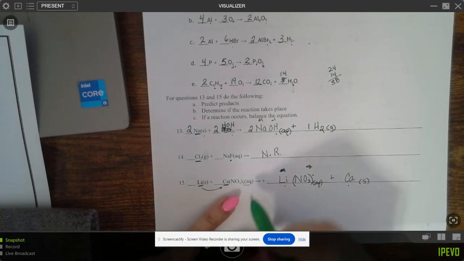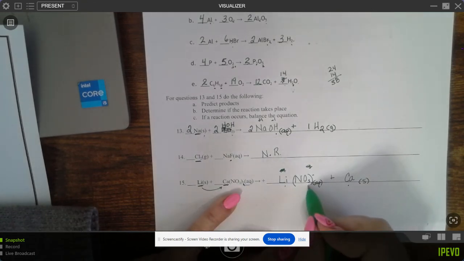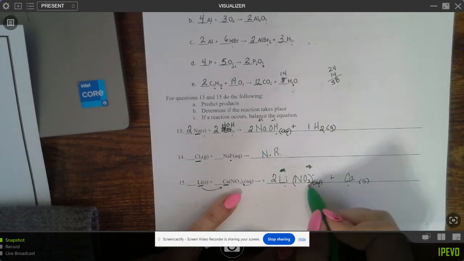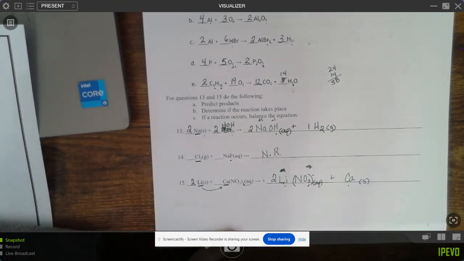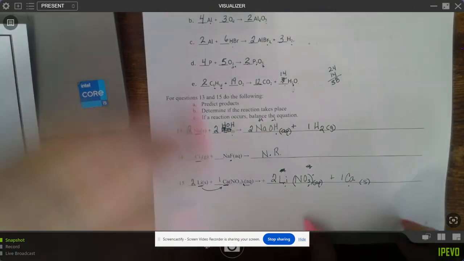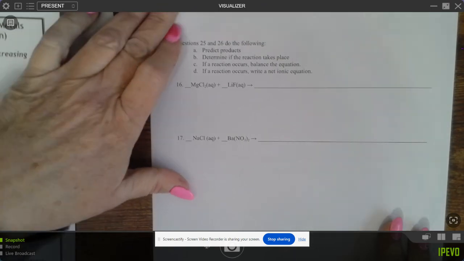We need to balance it because we've got 2 nitrates on the left, only 1 on the right. So if I put a 2 here, now I have 2 NO3s. I also have 2 lithiums, which is easy enough. I put a 2 there. My equation is balanced. All right, on to the double replacement reactions.